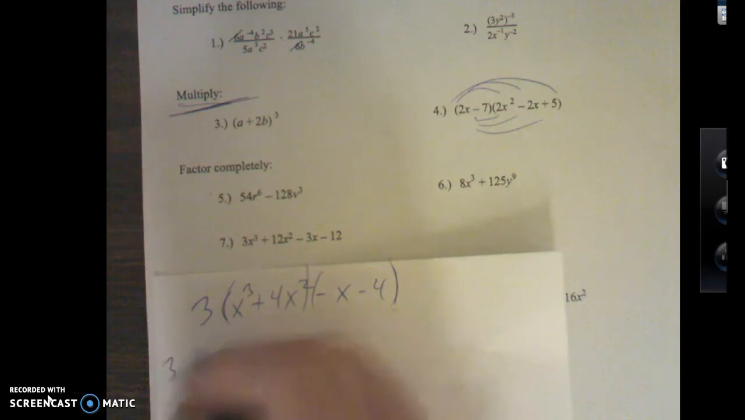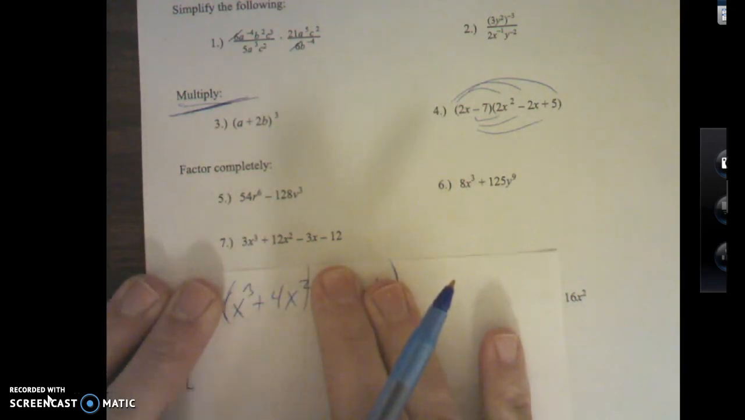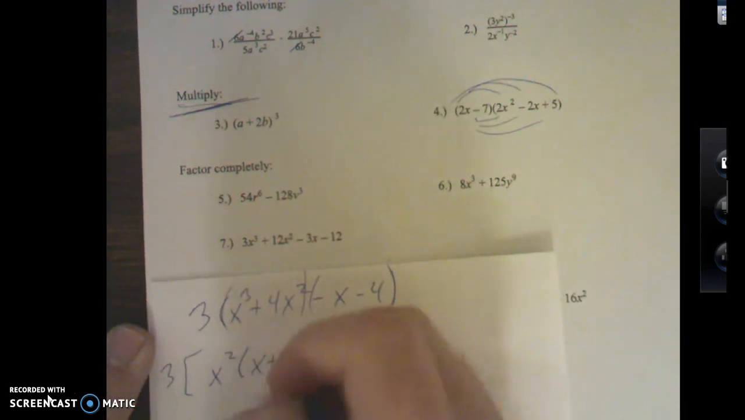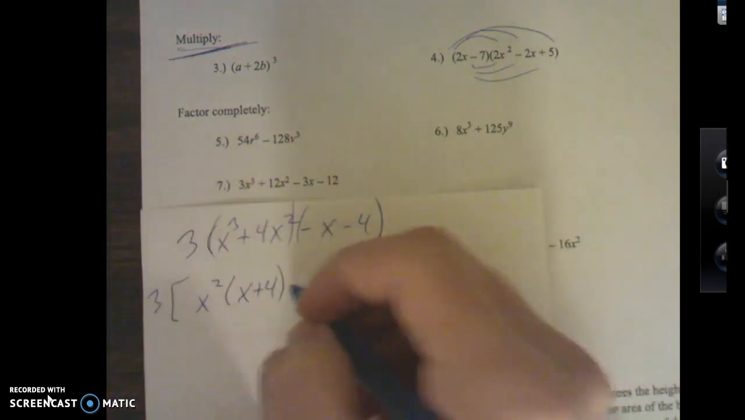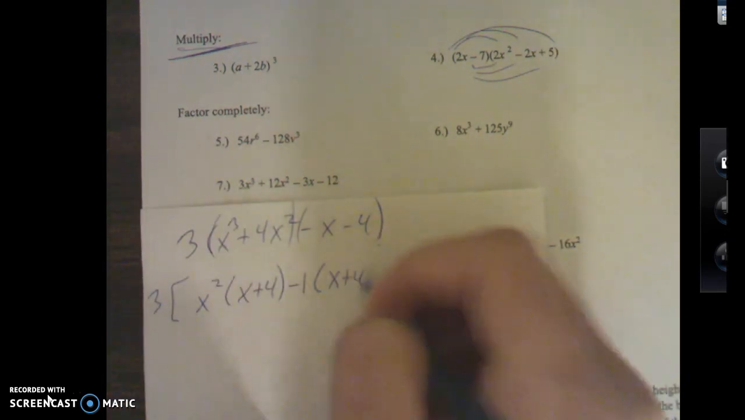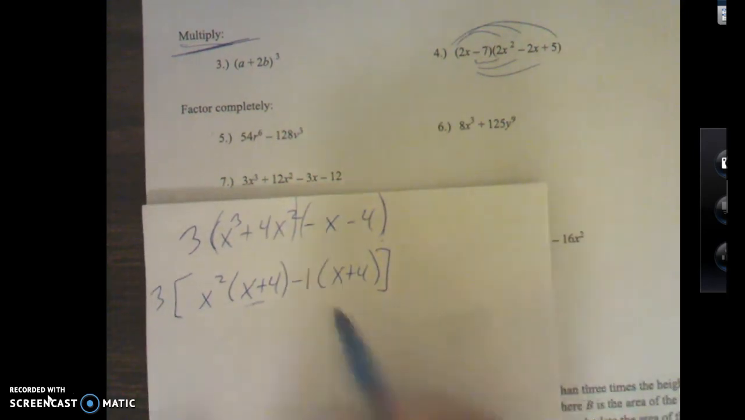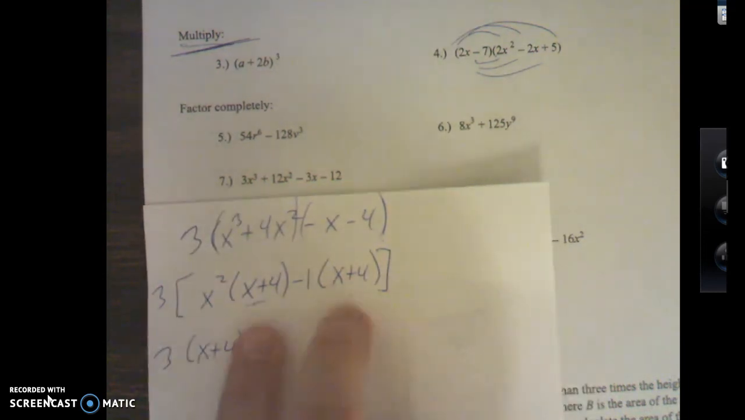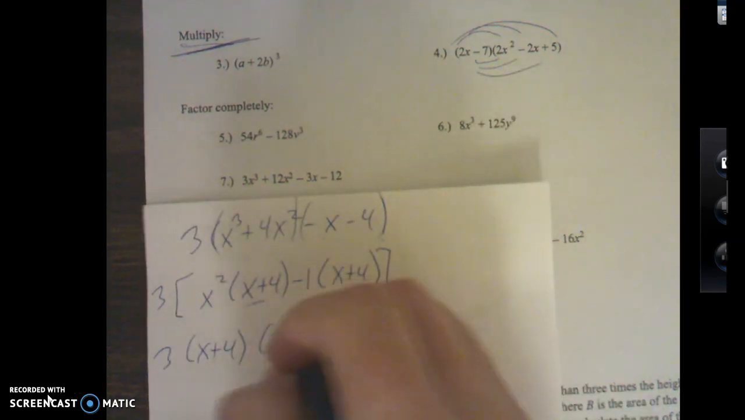by grouping. Let the 3 chill up front. What can I take out of x cubed plus 4x squared? Well, not a number, but definitely a variable. I can take out an x squared. And I'm left with x plus 4. Sweet. What can I take out of negative x minus 4? Well, a negative 1, which leaves me with an x plus 4, which is cool because I know they're the same. I'm feeling really good about myself right now. 3 still out front. X plus 4 is the same thing. If I cover them up, I'm left with an x squared minus 1.